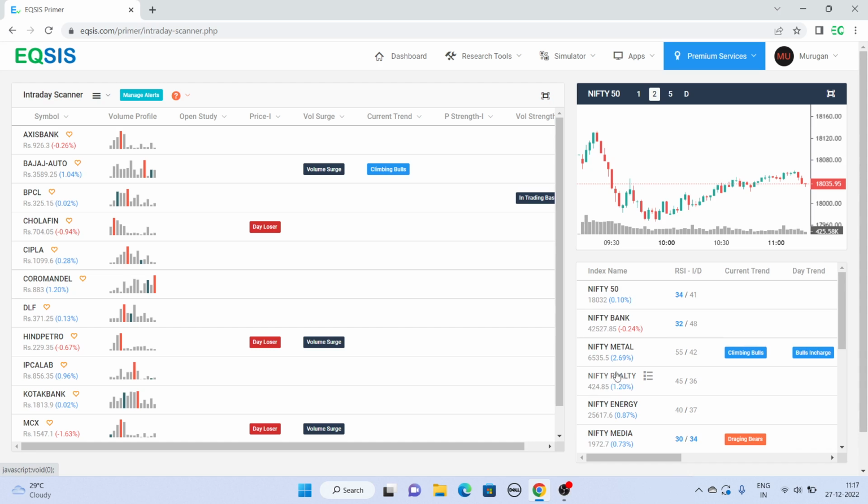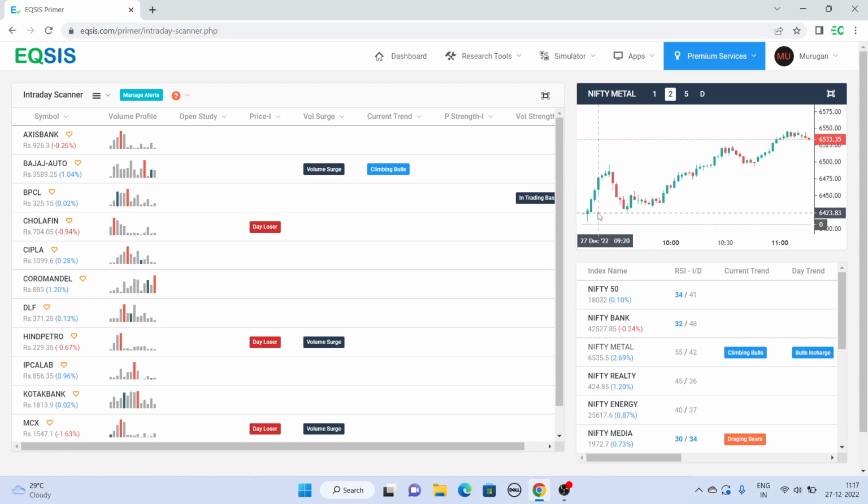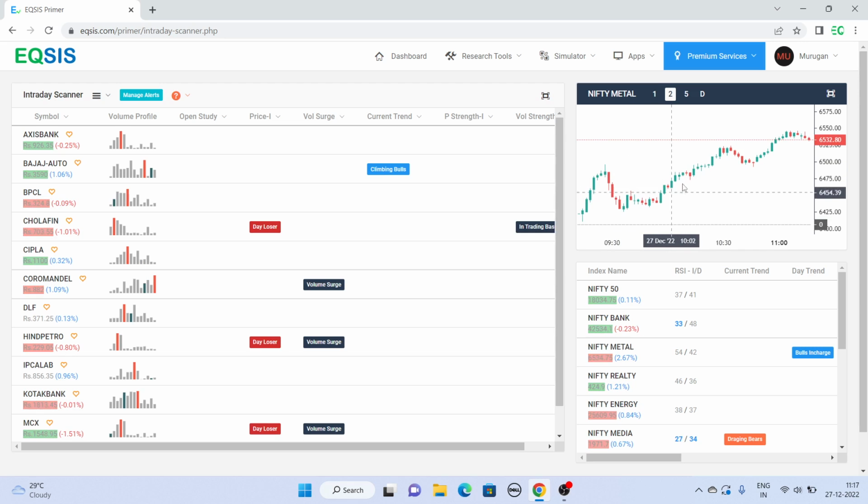Now I need to know how Nifty Metal is doing. By clicking on Nifty Metal, I can see the Nifty Metal chart here. And Nifty Metal has a bullish structure, because you see an impulsive move up and a corrective one, and then again an impulsive and corrective one. The structure is undoubtedly positive at this moment. So anybody listening to this video must be convinced of one thing: if you are thinking about creating a long position, it must be metal.